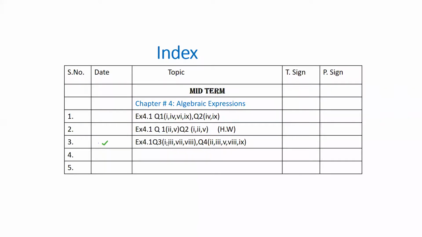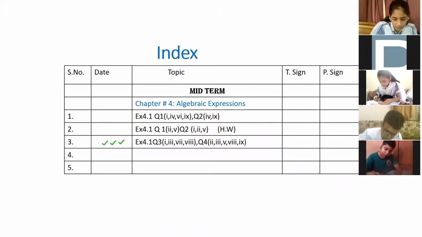This is the homework for today. I hope you all have maintained the index which we have done on Tuesday, right? Today we have to do this work. This is exercise 4.1, question 3, bits 1, 3, 7, 8. Then question 4, bits 2, 3, 5, 8, 9. Quickly note down this index. Note down the index, student.